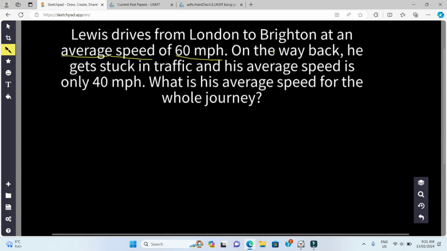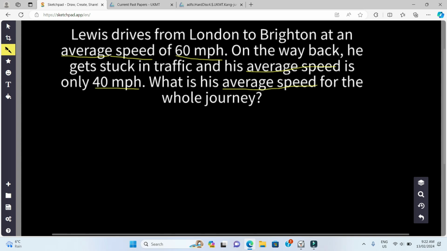Okay. On the way back, he gets stuck in traffic and his average speed is only 40 mph. What is his... and as you guessed, that's another keyword. Average speed, also here for the whole journey. Now you can pause this video and find this, you are smart, okay? Because this will confuse us a lot. Now, can we get started? Yes, let's go.